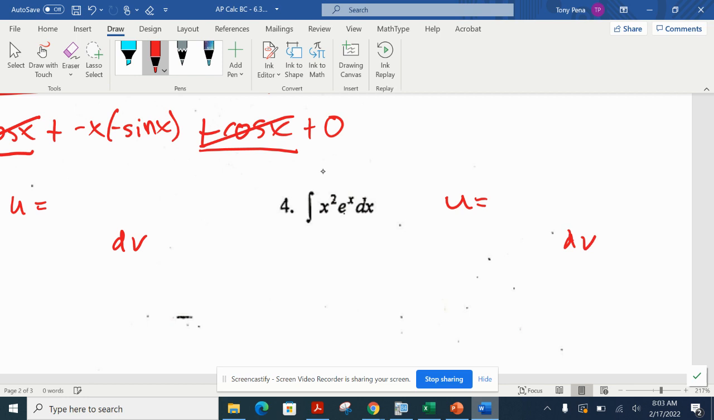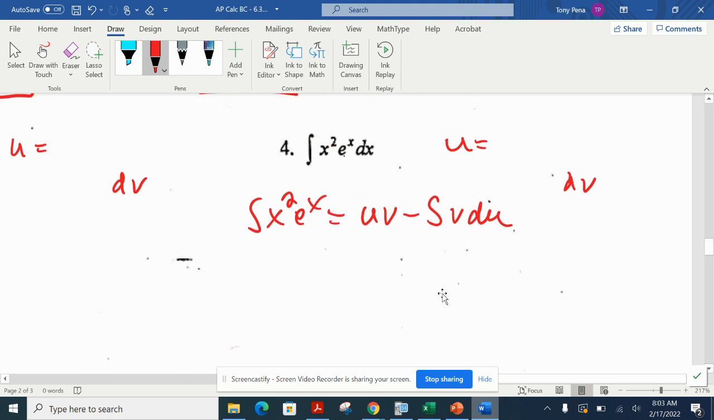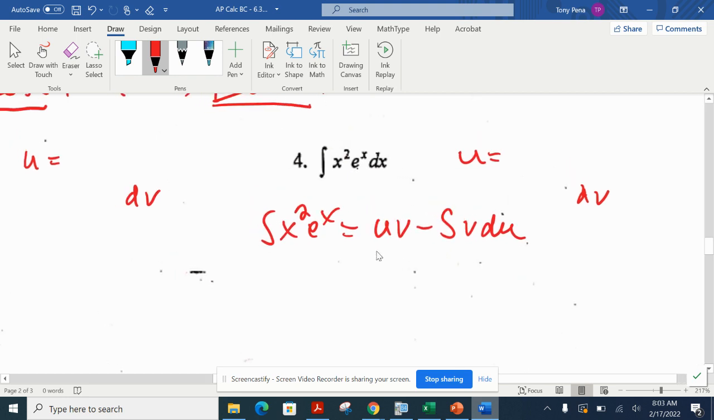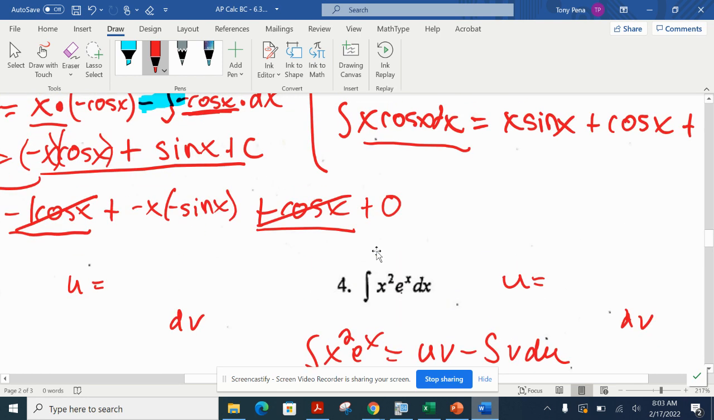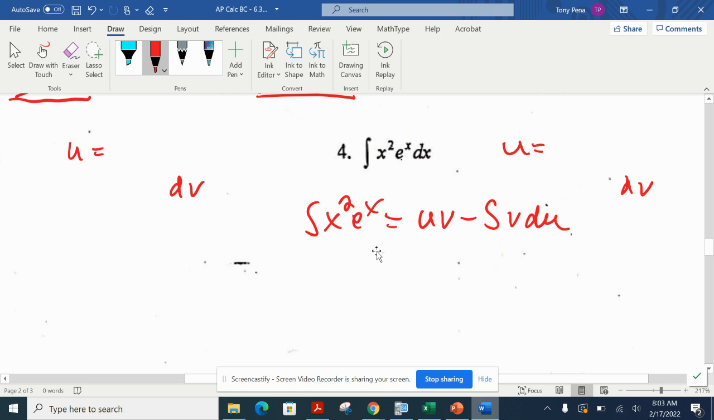And what we want is the antiderivative of x squared e to the x should equal, again, u times v minus the integral of v du. So I'm going to write that out the first few times so we get that memorized. All right, so here's the general rule for doing these. So when we come up, no, you know what? I don't want to tell you the general rule yet. Let's go to number 4.